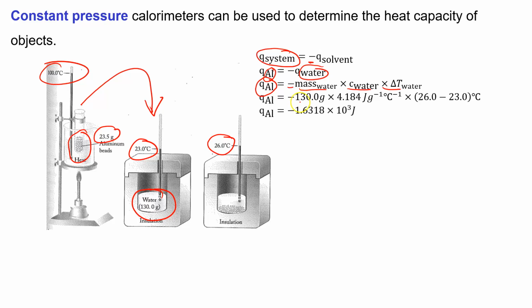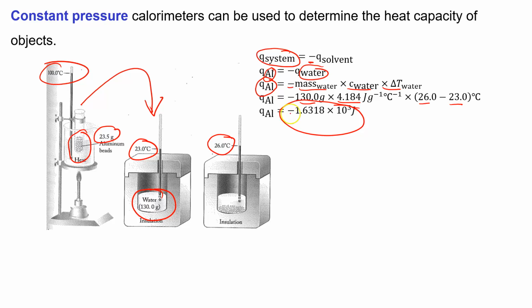So we measured that we have 130 grams of water. We know that water has a heat capacity of 4.184 joules per gram per degree Celsius. And our change in temperature, as always, is our final temperature minus our initial temperature. So our change in temperature was an increase of 3 degrees Celsius. Multiplying this out, we can see that our aluminum lost 1.63818 × 10^3 joules of heat.